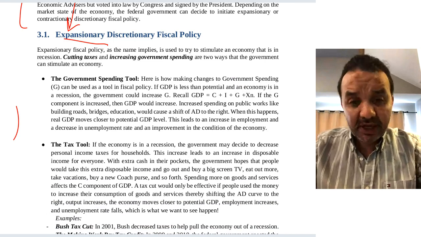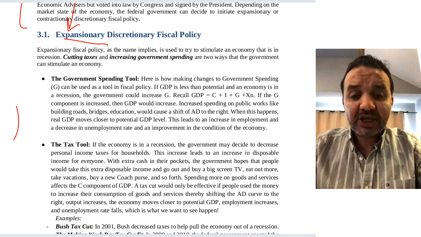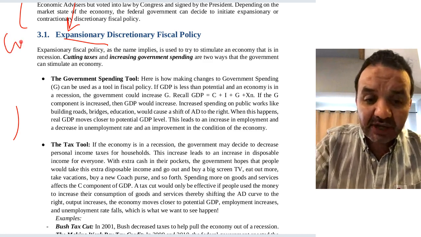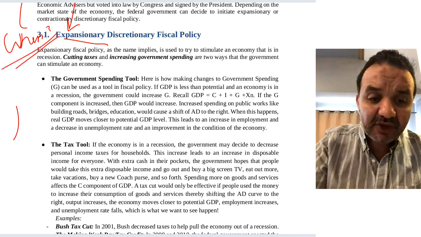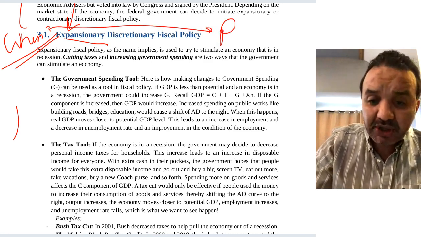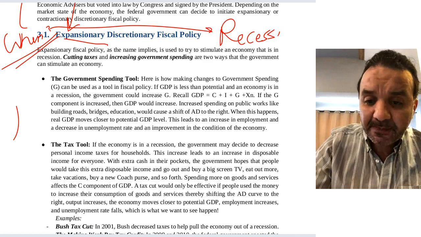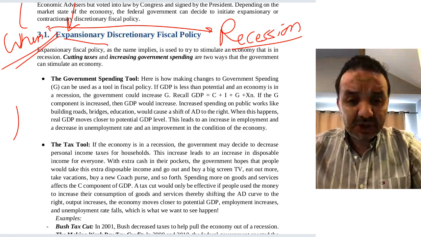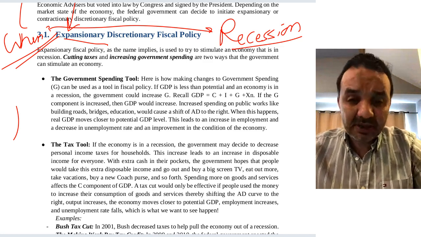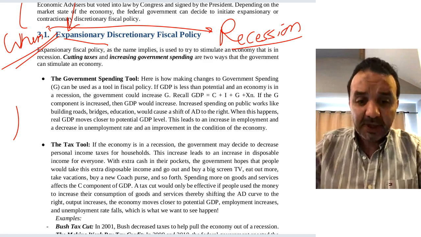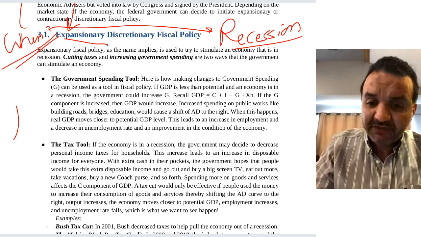By its name, you can guess when this action will be taken. You have to think about when the federal government will start to implement an expansionary fiscal policy. The answer is during a recession. Yes, it makes sense. Whenever the market is in a recession, the federal government is trying to expand the economy. That's why this fiscal policy is called expansionary fiscal policy. It is done during recessions.